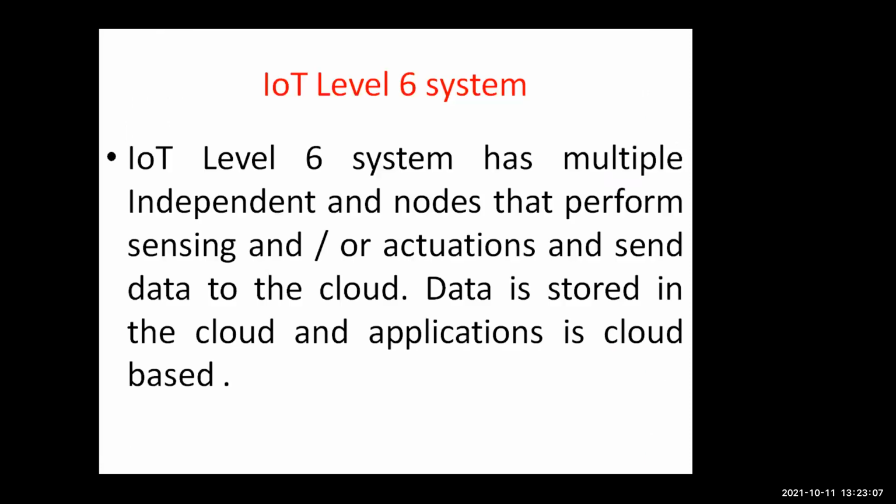Level 6. In a level 6 IoT system, there are multiple independent nodes that perform sensing and actuation and send data to the cloud. From one node to another, they are independent. Data is stored in the cloud and the application is cloud-based. In the previous levels, the multiple nodes had a coordinator in between. Here they are independent nodes.